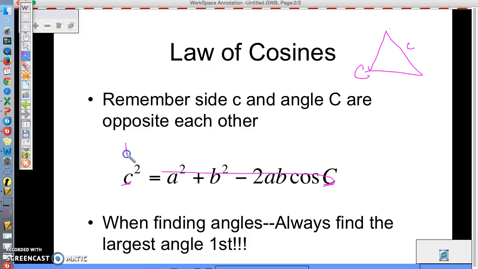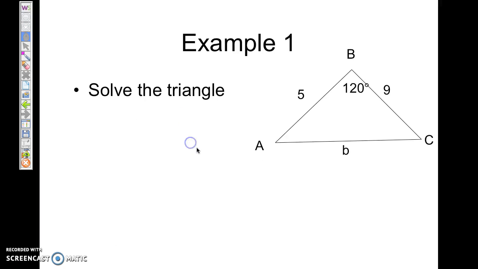Now this can be switched up too. If we wanted to find side b, then it's going to be a squared plus c squared minus 2 times a times c times the cosine of b. So the letters don't matter, it's just whatever side is over here, it has to be the cosine of that angle. And you always want to find the largest angle first.